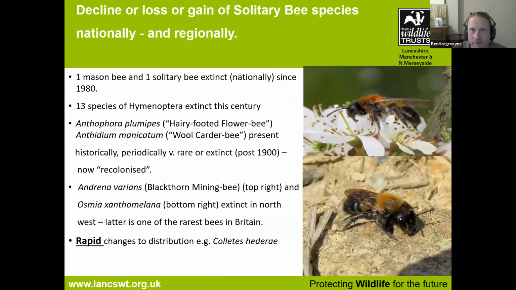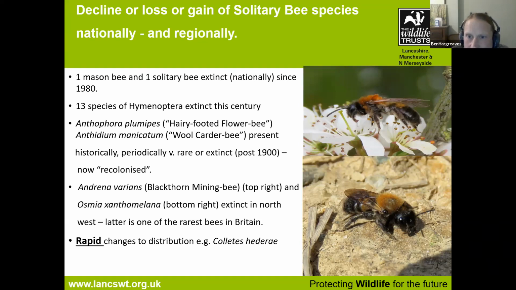We've had, obviously, like everywhere, some decline. Nationally, we've had the extinction of one mason bee and one solitary bee. To my knowledge, in the area, we've got one bee for certain and two almost certain. The bottom right, Osmia xanthomelana, is one of the UK's rarest bees now, and it's restricted to a couple of sites in the UK, one in North Wales and one, if it's still there, in Hampshire.